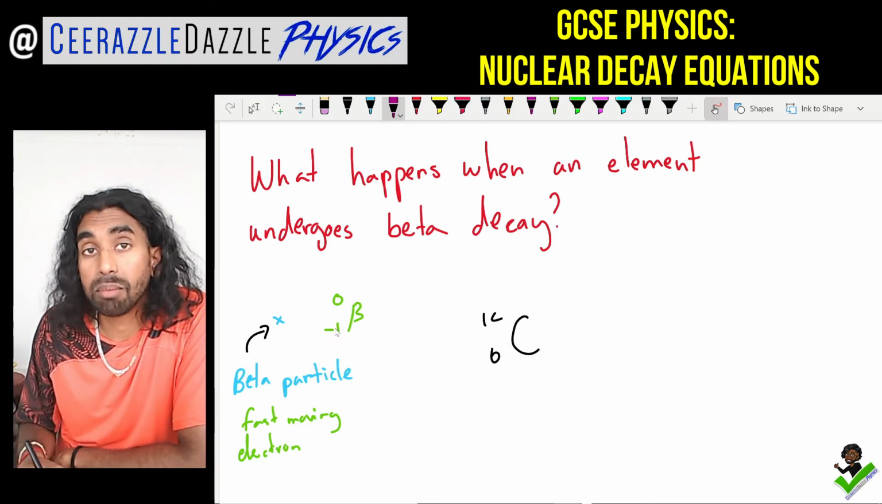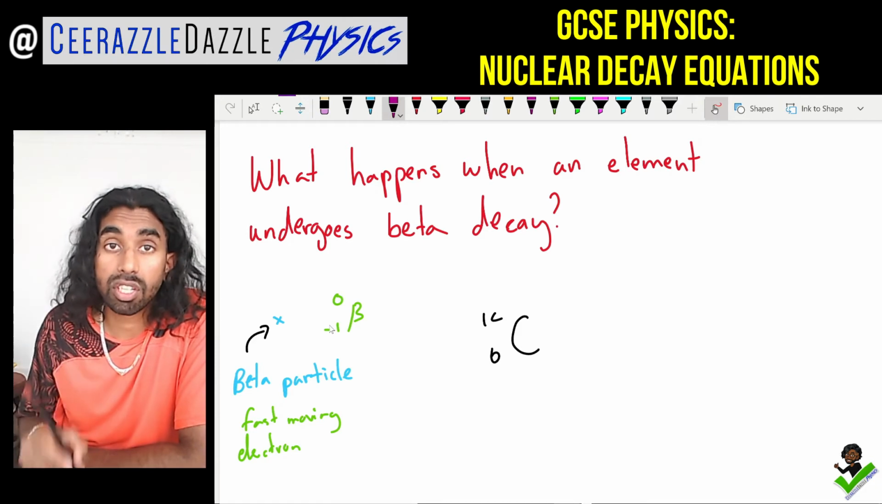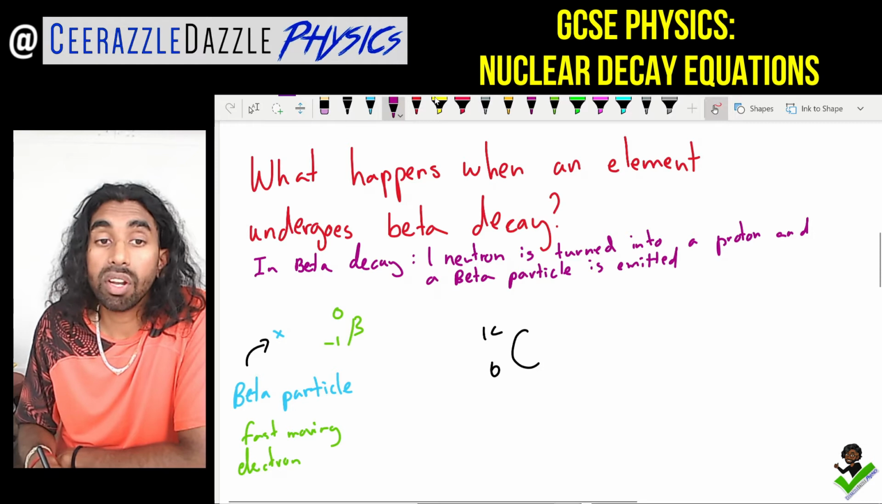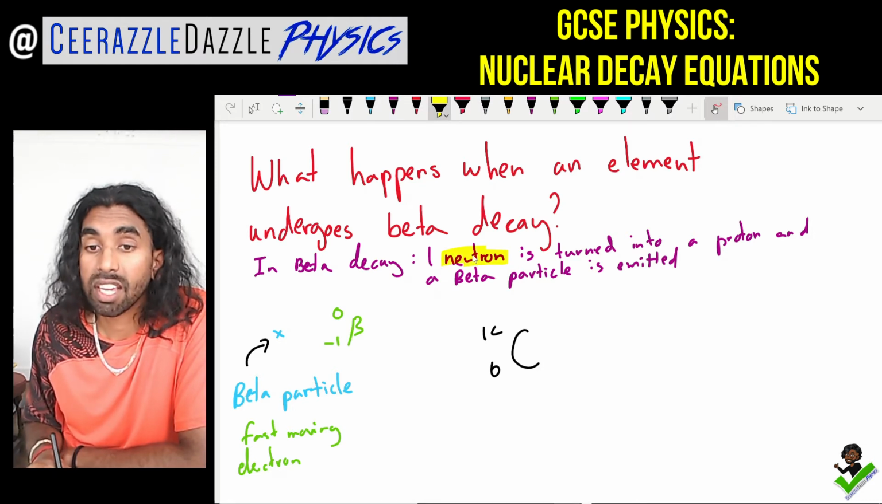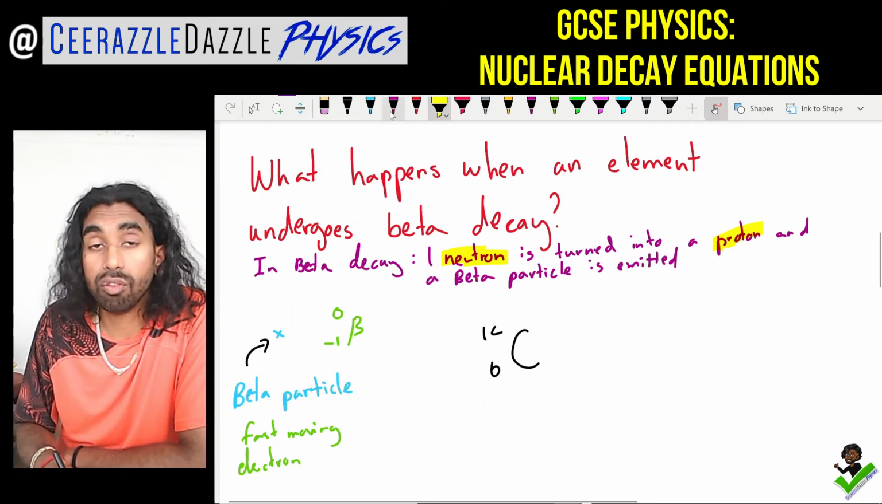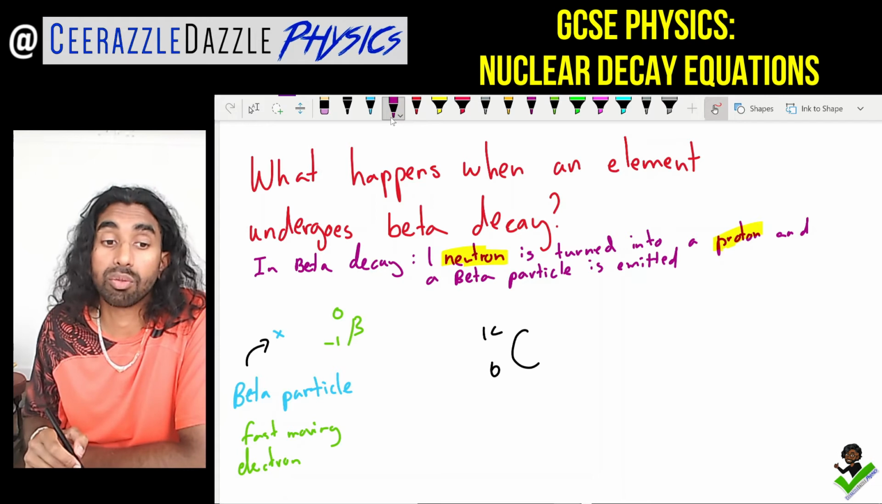And what happens in beta decay? Well, in beta decay, one neutron turns into a proton. Well, there you go, guys. As you can see, in beta decay, one of the neutrons is turned into a proton and a beta particle is emitted. So you've got to memorize that, guys. So one neutron converts into a proton and a beta particle is emitted.